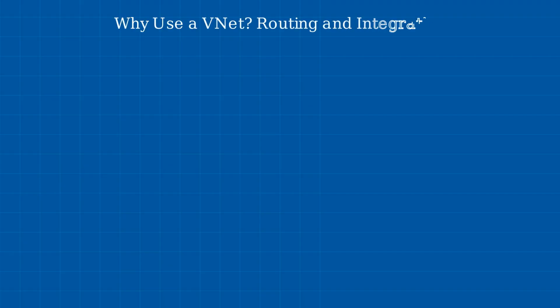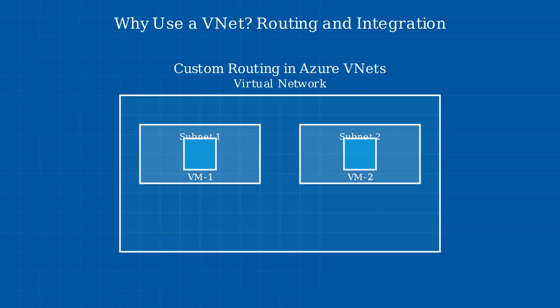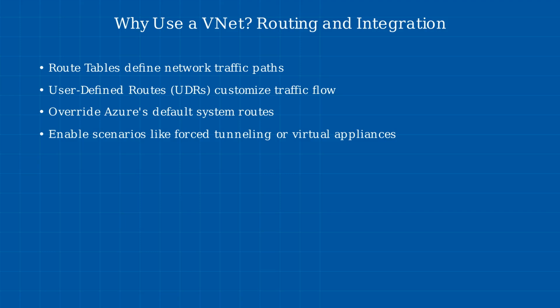VNets provide powerful routing capabilities and seamless integration with other Azure services. Let's first explore how VNets enable custom routing with route tables and user-defined routes. By default, Azure creates system routes that automatically direct traffic between subnets. However, with user-defined routes, you can customize how traffic flows through your network. Route tables allow you to override Azure's default routing behavior. This enables scenarios like forced tunneling through a network virtual appliance or directing traffic through security appliances.